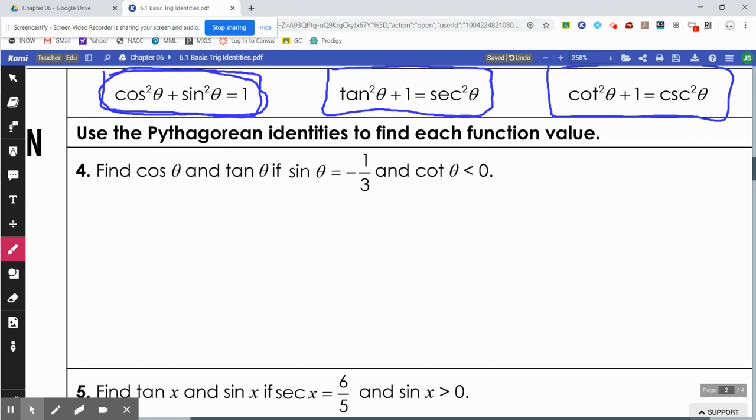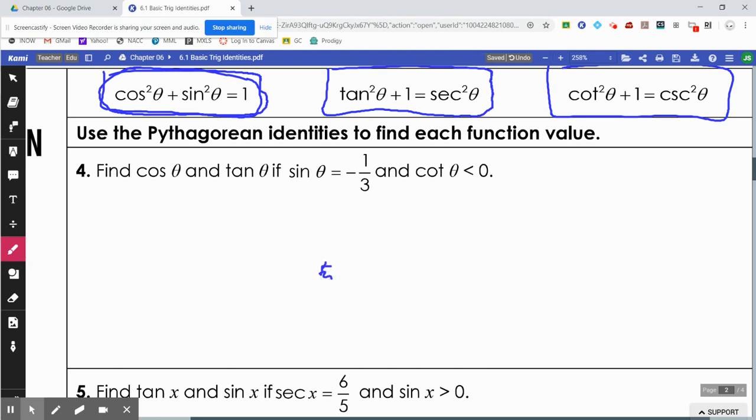The way that we worked them was we said, okay, if sine is negative, cotangent is negative, what quadrant are we in? We drew a right triangle. And we said that since the sine of theta is equal to negative 1/3, sine is opposite over hypotenuse, we use the Pythagorean theorem, which is closely related to the Pythagorean identity, to then find that.